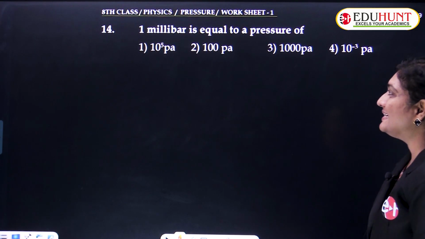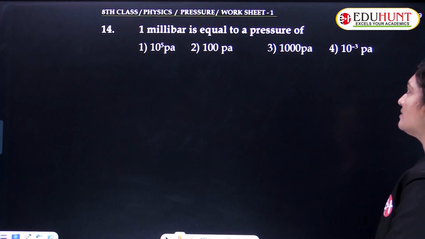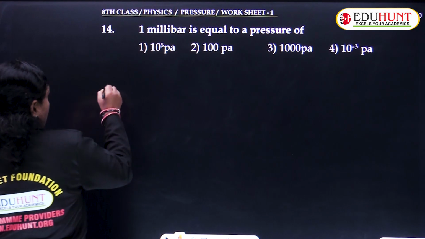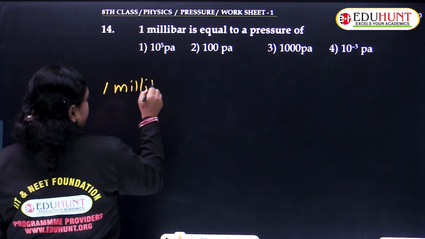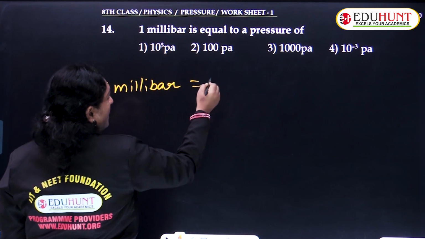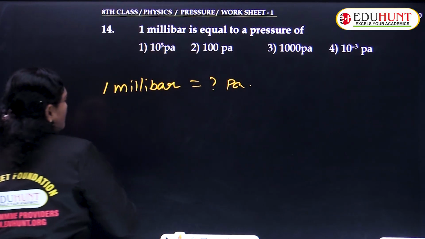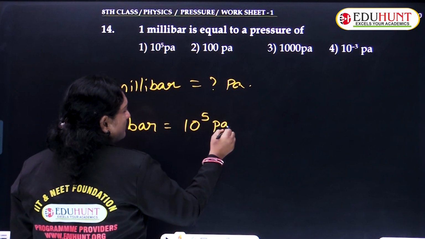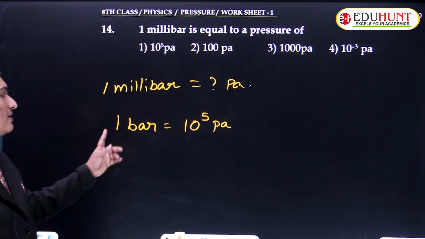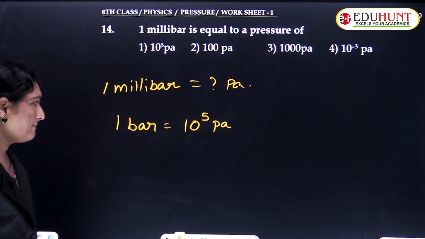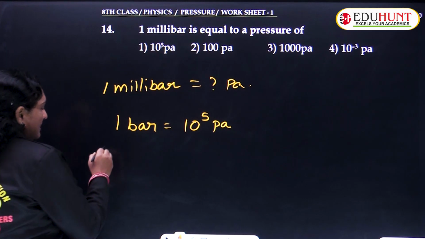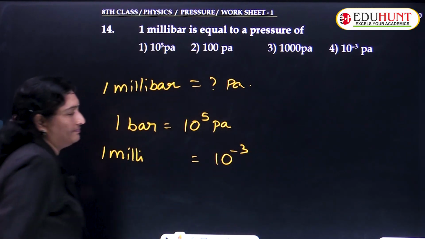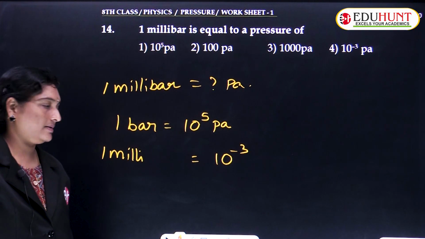So, 14th question, children. 1 millibar is equal to a pressure of how many pascals? First of all, we know that 1 bar is equal to 10 power 5 pascals, children. Say yes or no? 1 milli. So milli means how many? Milli means 10 power minus 3.